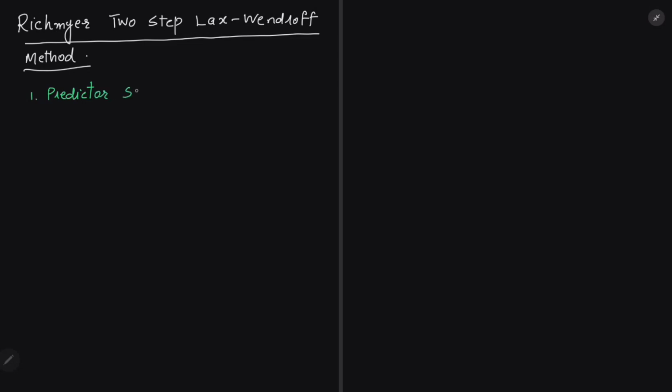There is a predictor step, then we have a corrector step. Suppose we have a conservation law. F of u is a flux, F is a flux. The predictor step would be, in this case, step 1 is the predictor step.